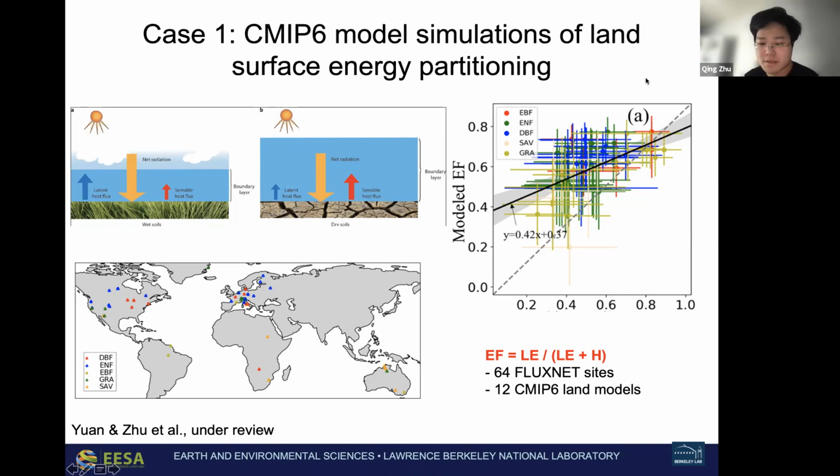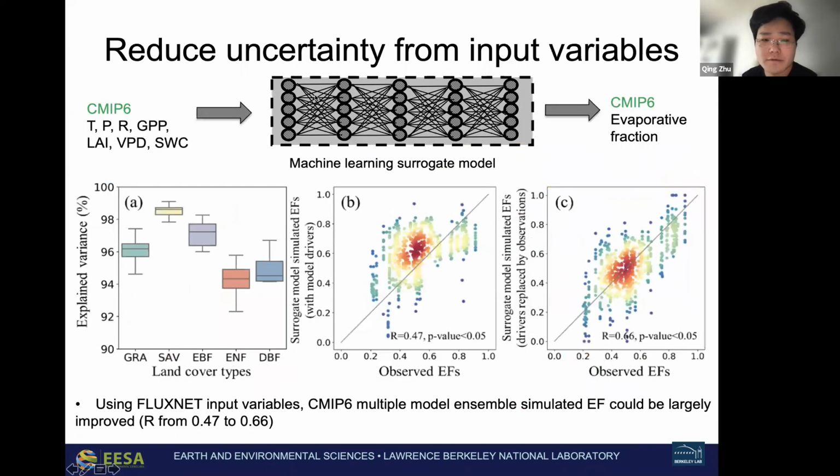So we ask how much uncertainty came from input variables, how much uncertainty comes from parameterization, and possibly how uncertain it is in terms of the model structure. So here's the technical approach. First, we surrogate those CMIP-6 models because we don't want to rerun those models. We use machine learning so that for each individual model, we have a machine learning version of that model, trained with the CMIP-6 input variables and CMIP-6 output EF, evaporative fraction.